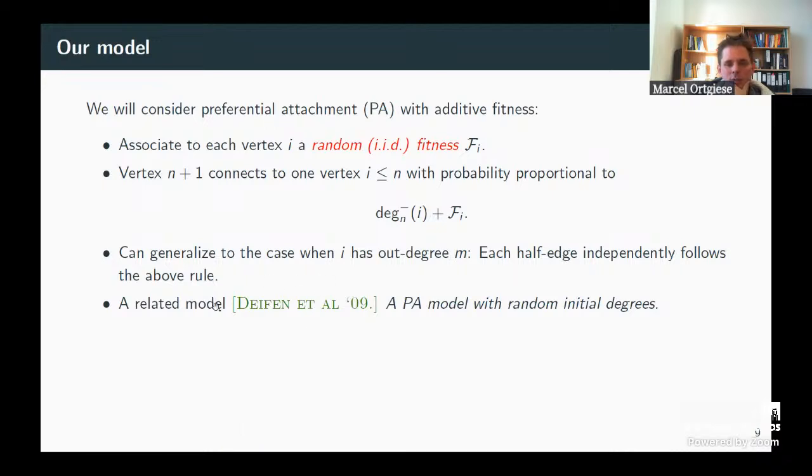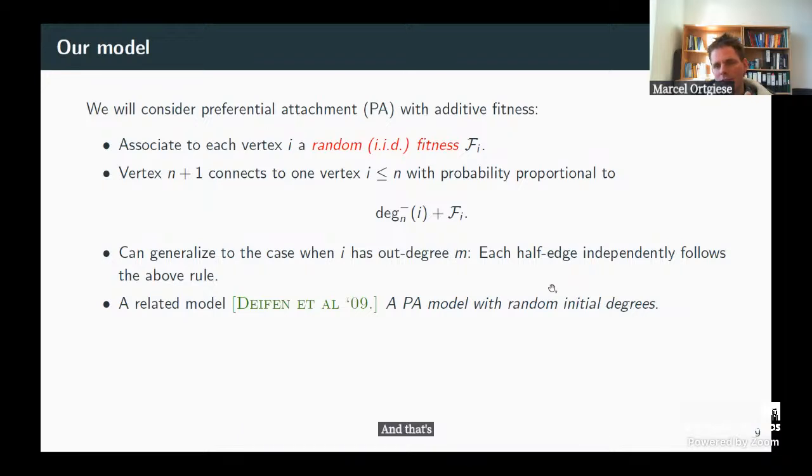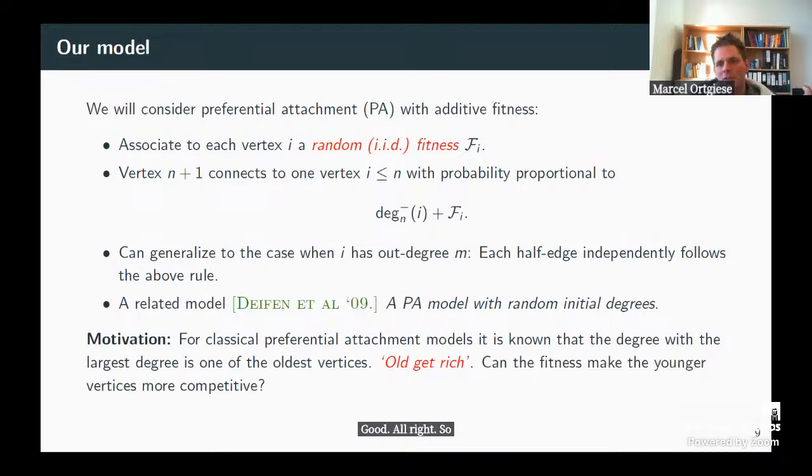Just to mention, there's a related model by Dav et al, where rather than having this extra fitness, you just say a vertex comes in and has a random initial degree, and then you do preferential attachment with that. But they're different, because for us the out degree is typically fixed. But you can observe similar effects there as well. Good. All right. So why are we interested in this additive fitness case?